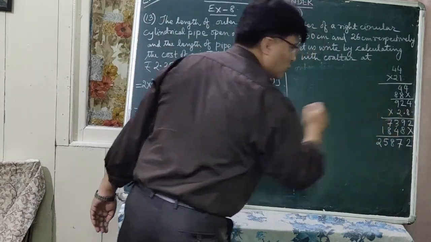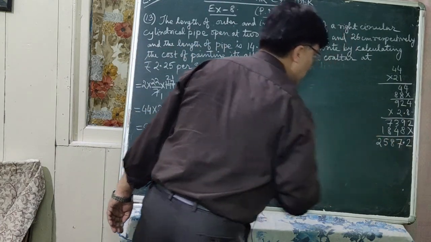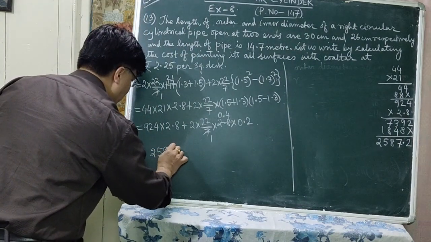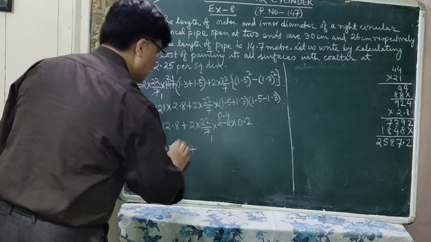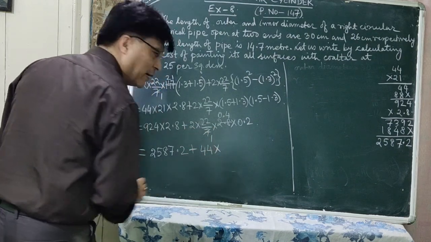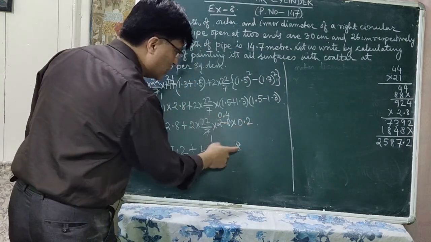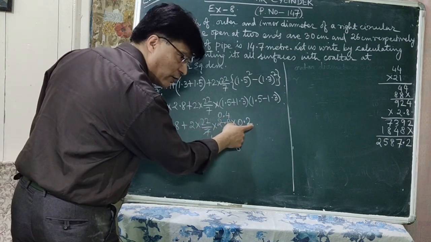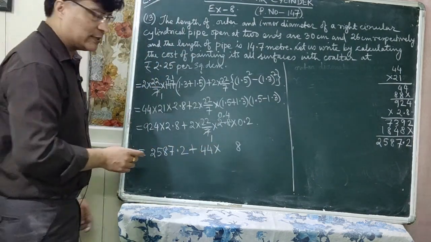So decimal point. After decimal point, there is one figure. So you have to write down decimal point before one figure, that is before 2. So how much is it? 2587.2 plus. Now let us multiply 2 into 44, 2 into 22. That is 44 multiplied by, 4 2s are 8. Right? 4 into 2 is 8. But after decimal point, there is one figure. Here also after decimal point, there is one figure. 1 plus 1 is 2. That means you have to write down decimal point before two figures, right?